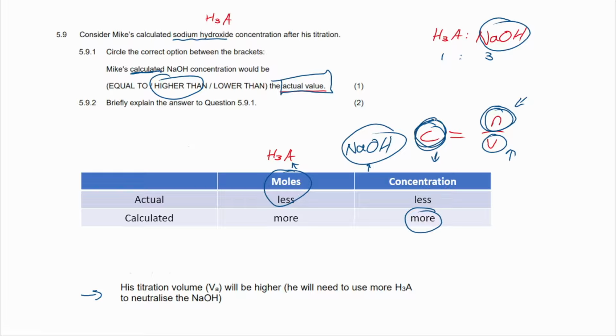Okay, our actual concentration is going to be less than the calculated, so then vice versa, the calculated will be more than the actual concentration.